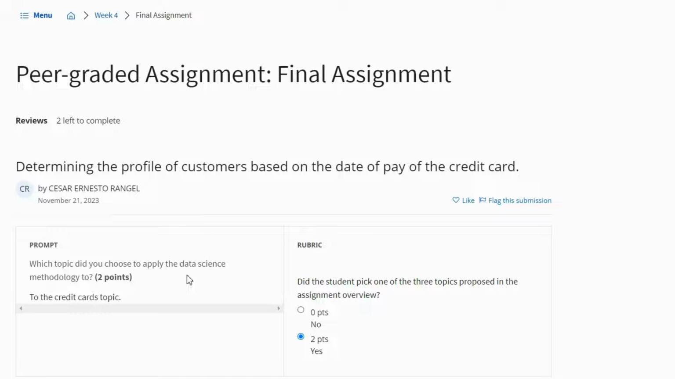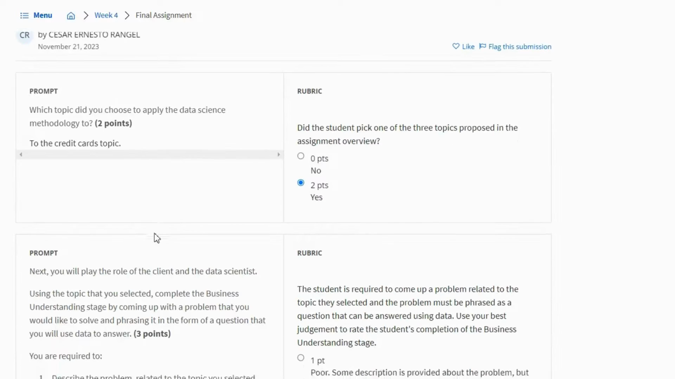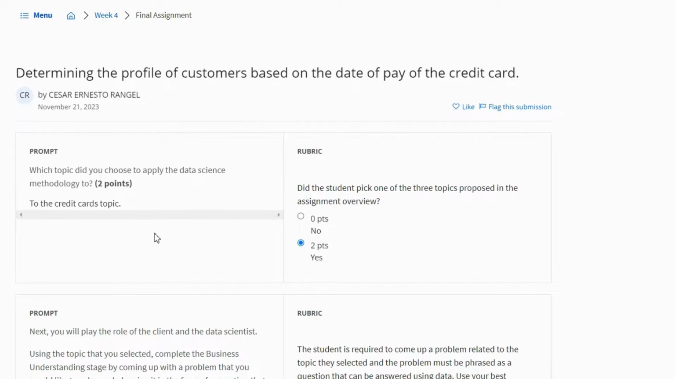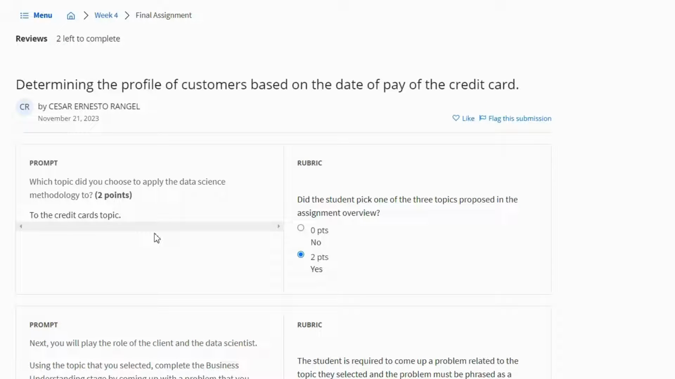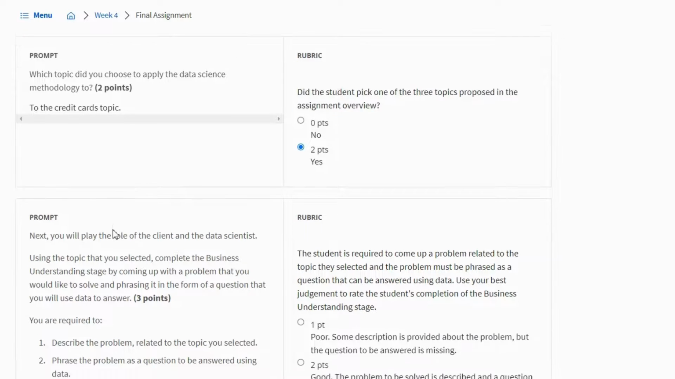So there were three topics here: healthcare, hospitals, credit card, and another one, I'm forgetting the third topic. So there will be totally three topics, and you have to select any one topic here. So I'm going to review this person's credit assignment. You have to give a title first, which you can give according to your choice on the basis of the requirement that you have. And the first question is, which topic did you choose to apply the data science methodology to? So this person has selected the credit card topic.